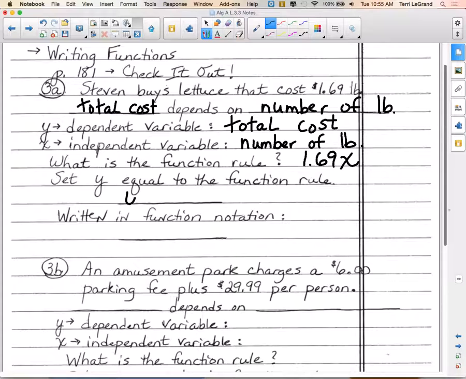Or in other words, we say to get the total cost y, you will take $1.69 and multiply it by x, the number of pounds. So in a function, you always do something to x to get the y. So the function rule is, what are you doing to x? And then you can set that equal to y. And then when they want you to write this in function notation, anybody think they know what we could do to put this in function notation? Considering what I said on the front side, on the bottom there?